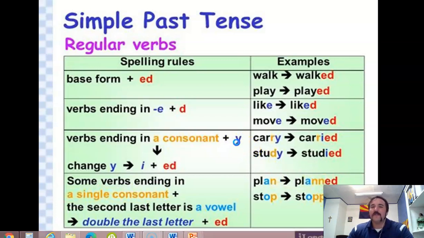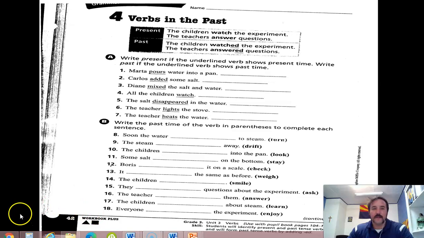You really need to focus on the charts. That's going to help you the best. So again, pages 104 and 105 are going to help you greatly. And then these charts. I mean, take a look at the past. It always ends in ed. Always, always, always. So, here's section A, numbers 1 through 7.